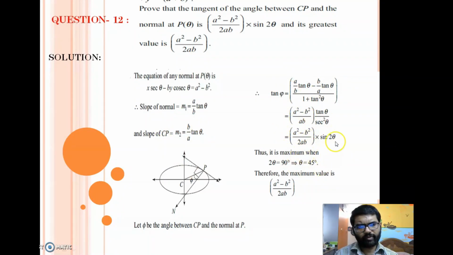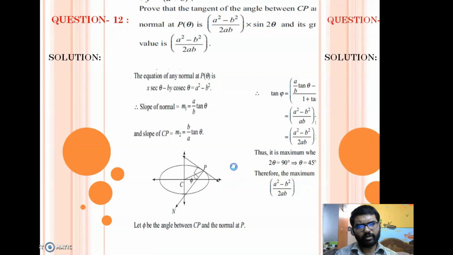When will we get this maximum angle? When theta is 45. Theta is 45 means sin 2 theta is 1. Therefore, the maximum value is this one.